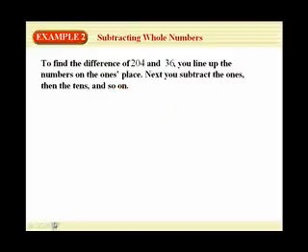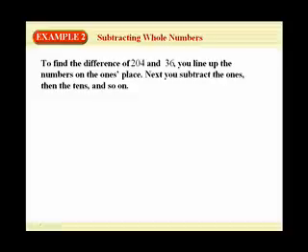So example number 2, I'm on page 4 in the book, actually the top of page 4, subtracting whole numbers. So check this out. To find the difference of 204 and 36, you line up the numbers in the ones place just like you do when you find the sum, and then you subtract the ones and the tens and so on.